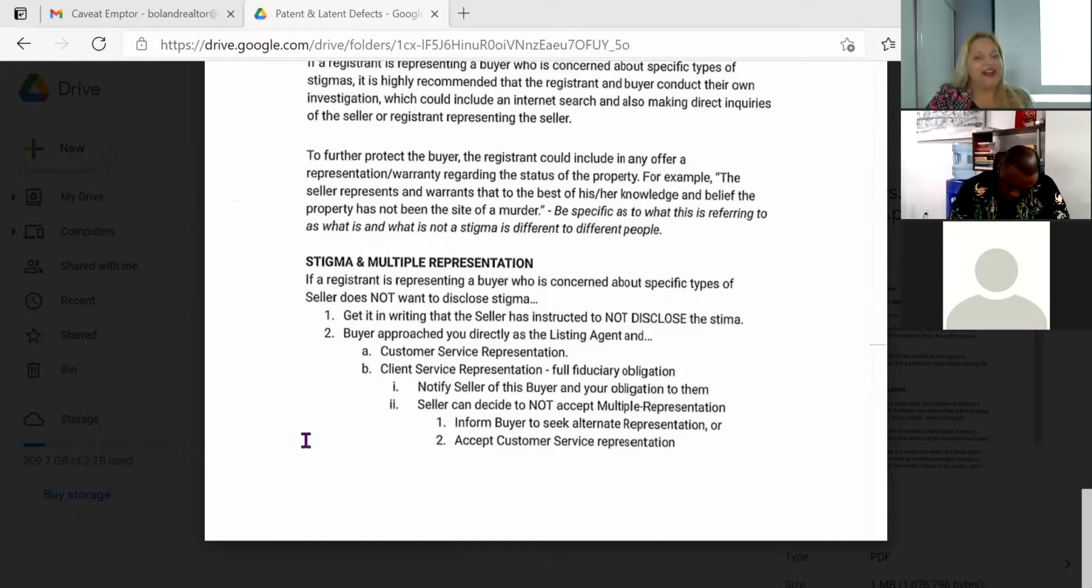Okay, get it in writing that your seller has instructed you not to disclose the stigma, because you're aware right now, so you're just as liable. And now they're telling you not to disclose it. You have to get it in writing from them.